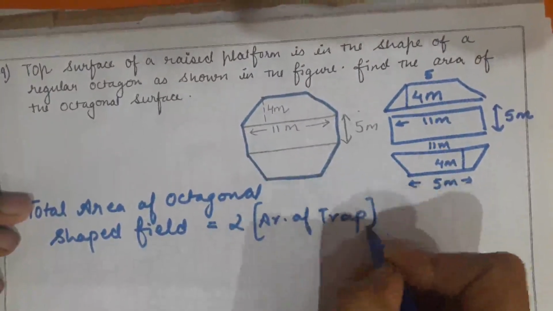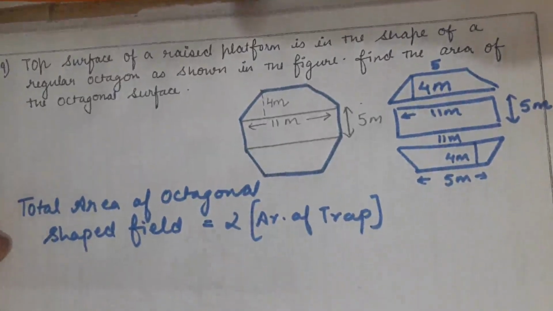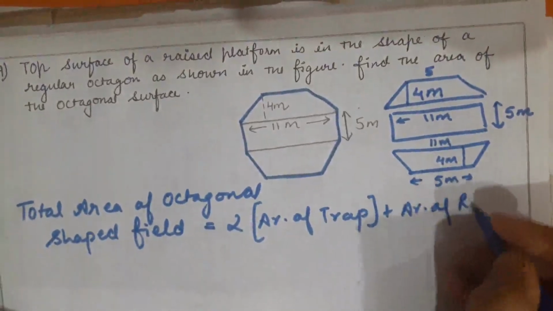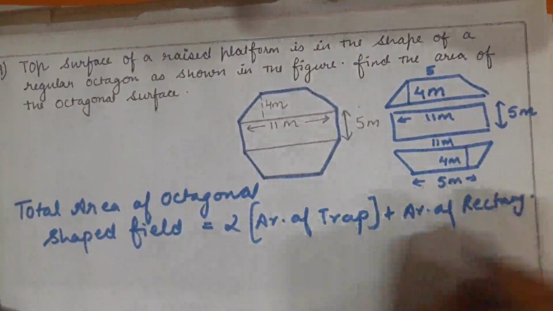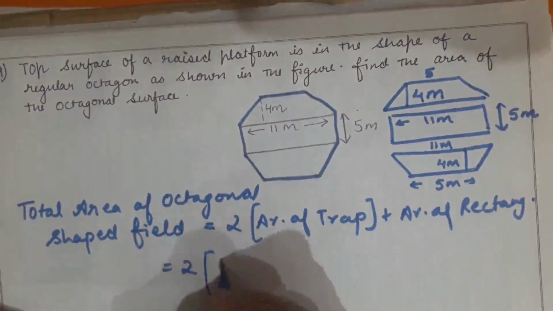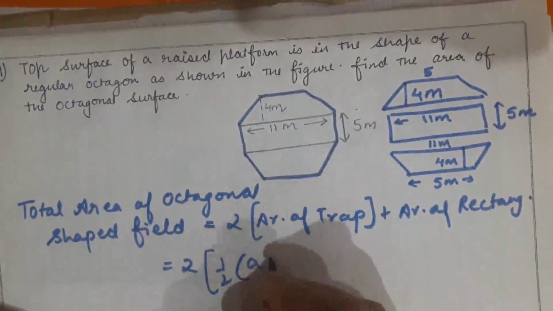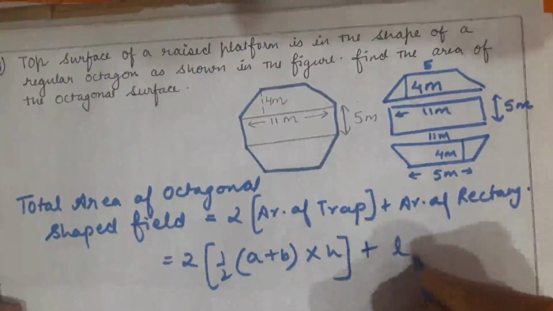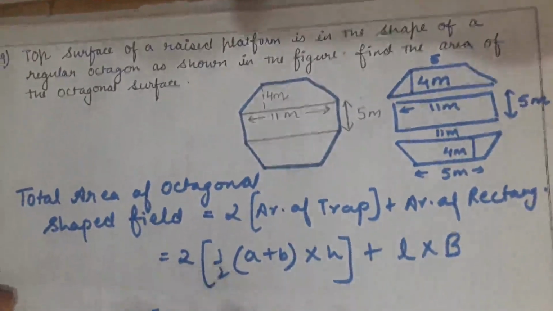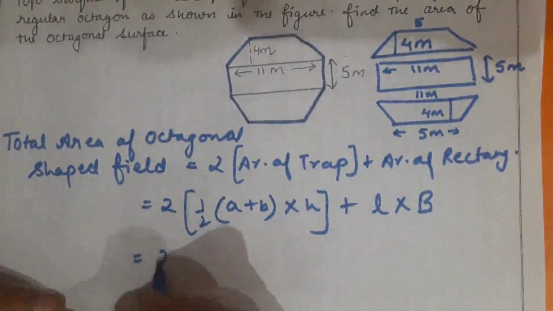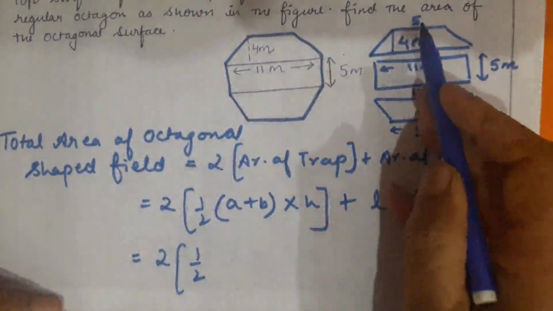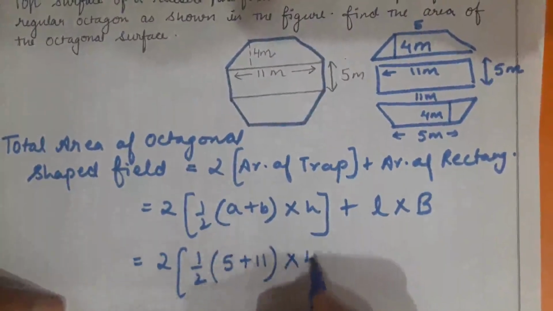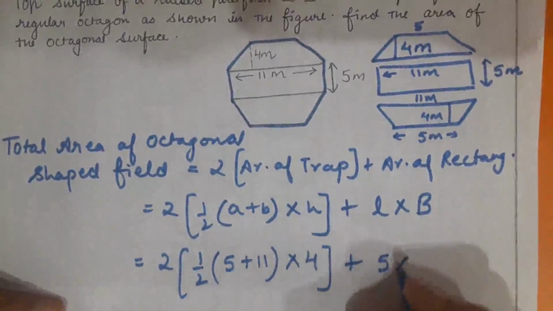Whatever the area of the trapezium will be, that will be twice, because we have 2 trapeziums, plus the area of the rectangle. Okay, so 2 into half (a plus b) into height, this is the formula for the area of a trapezium, plus length into breadth. Now let's put the values inside the formula. 2 into half, a is 5 and b is 11 here, (5 plus 11) into height, which is 4, then plus 5 into 11.